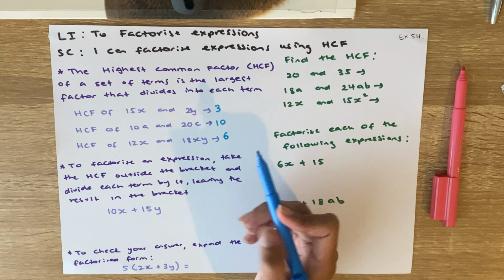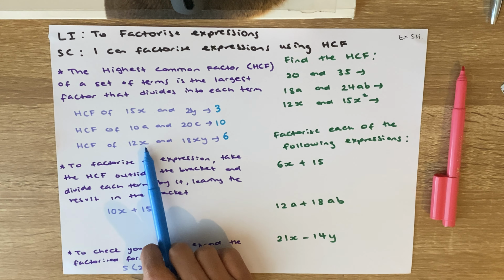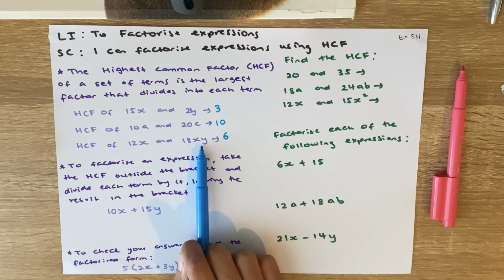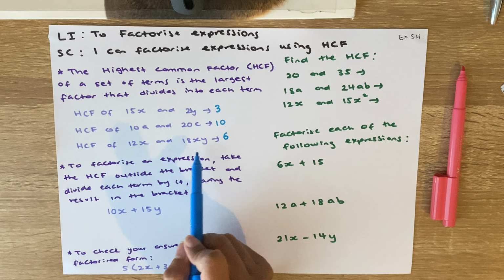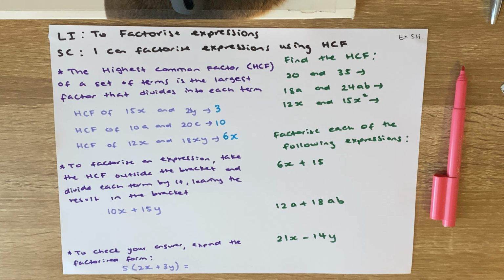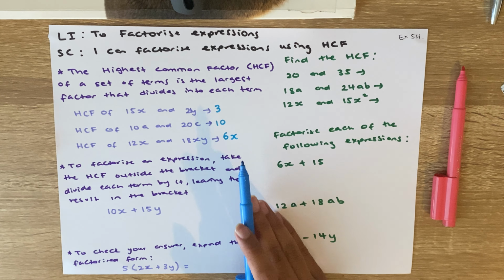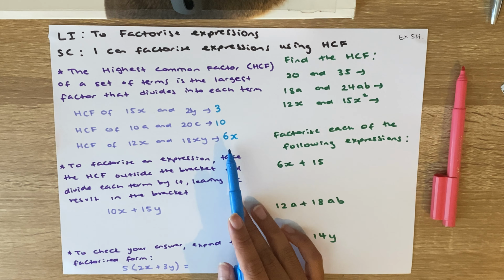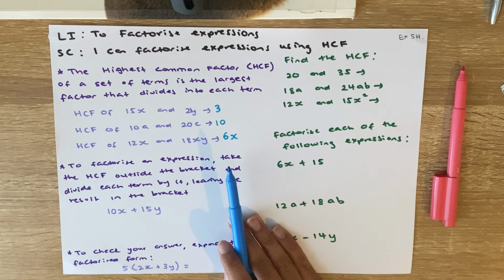But again, because it's algebra, we're also going to look at our letters. We've got an x here and an xy here. Okay, so the x is common between both of them. So we're going to write 6x, and that is our highest common factor. Okay, so in this case, we can also have a letter that is included.